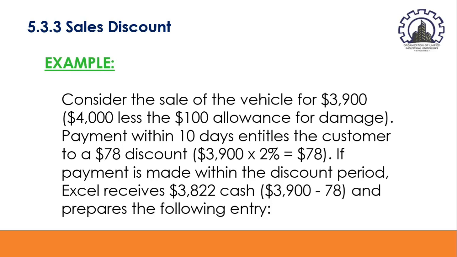So that's going to be a $78 discount. Now, if payment is made within the discount period, then Excel receives $3,822 in cash. That is calculated as $3,900, which was supposed to be the original price or payment of the customer. However, the customer received a discount of $78, and therefore $3,900 deducted by $78 is $3,822 cash, and it prepares the following entry.